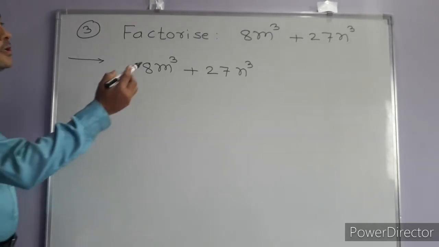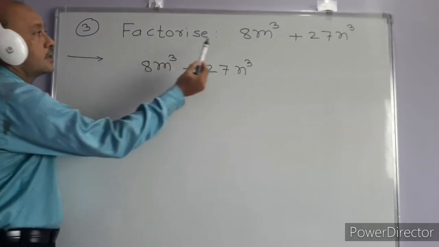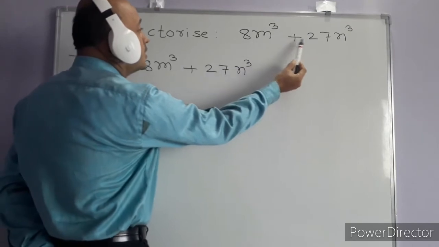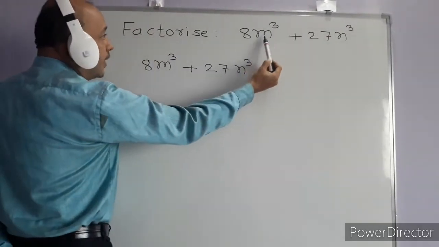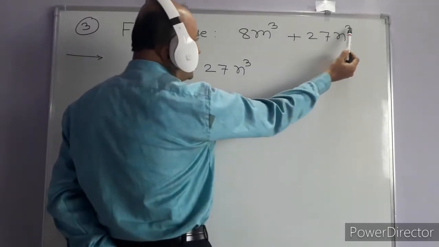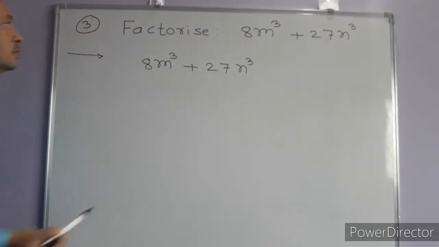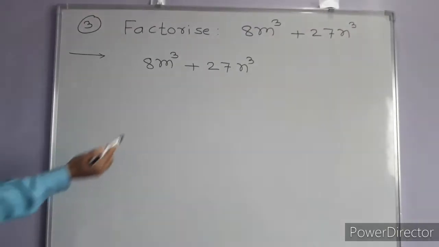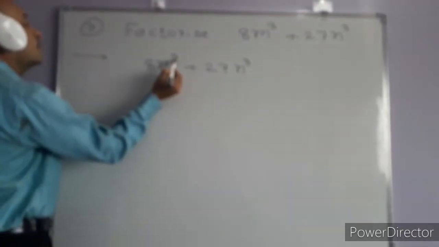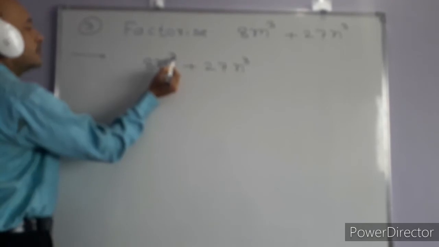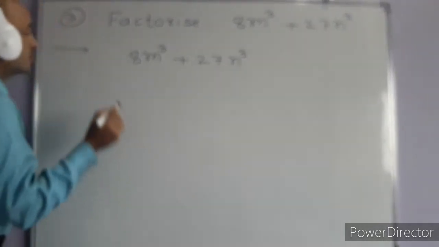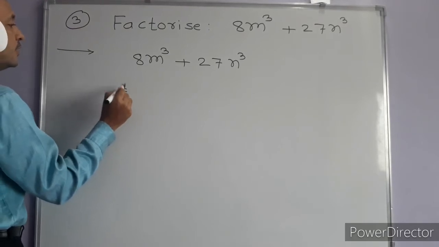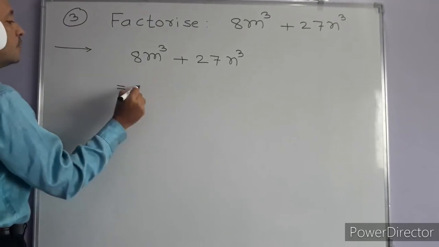Let us go to the third question. Factorize 8m cube plus 27n cube. So this cube is for m and this cube is for n. The question is factorize, means write in the form of multiplication. So first of all we will bring this 8 under this cube sign and we bring this 27 under this cube. So what we write here, we know that 8 is a cube of 2.